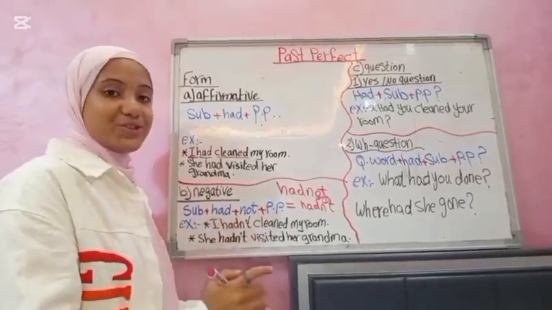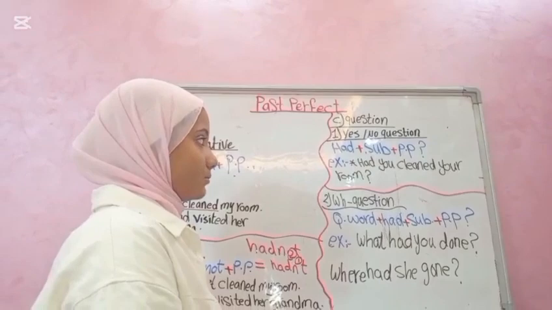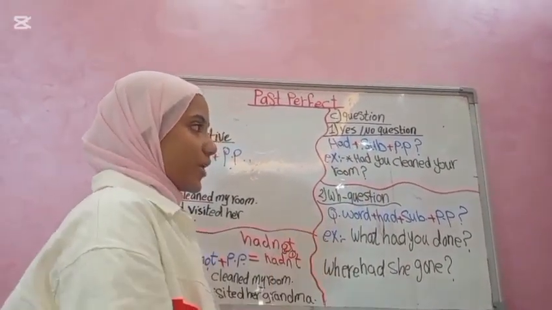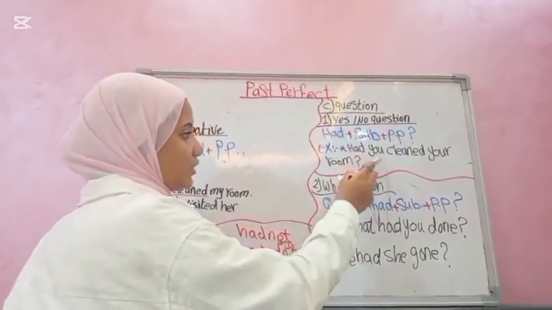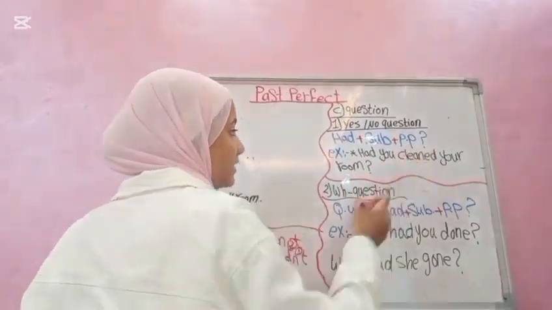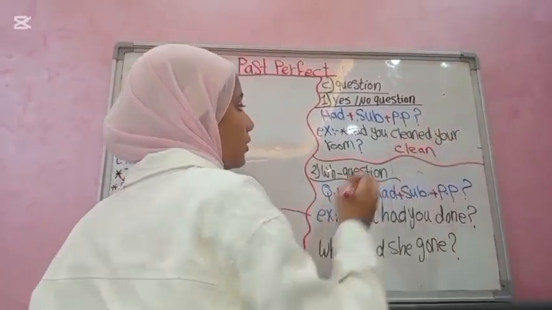Let's move to the question form. The yes/no question: had plus subject plus past participle. And don't forget to put the question mark. Example: had you cleaned your room? Had you cleaned, in the past participle of the verb clean, your room?